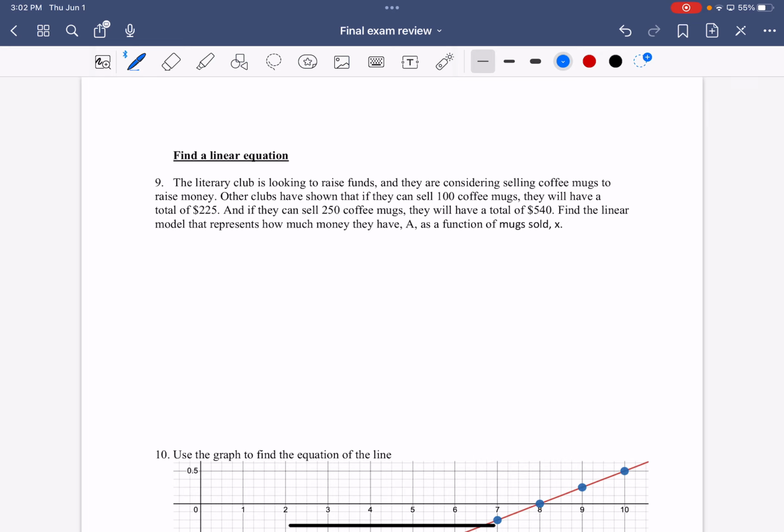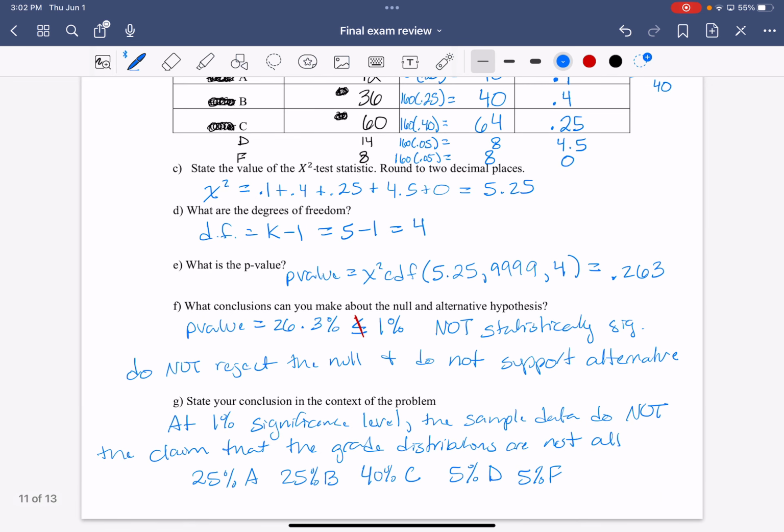The way I understand it is, if I'm not supporting the alternative, then automatically I'm not supporting the claim. The alternative is the claim. So when you're not supporting the alternative, you're not supporting the claim. So basically what you're saying is, if you don't support the alternative, don't support the null either, in the context of the problem? No, they're two separate things.